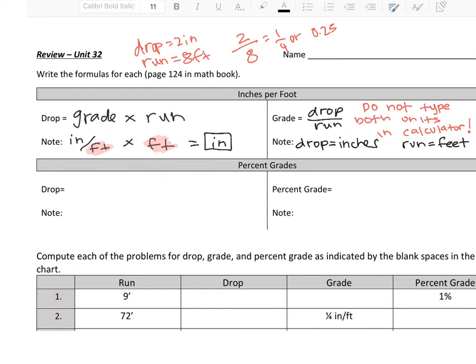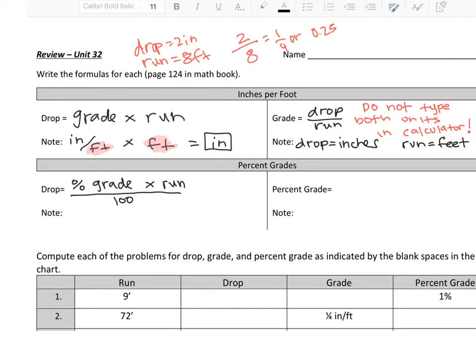All right. Now, we have another formula for drop. We use this formula when we're not given the actual grade. What you do is you use the percent grade multiplied by the run, all divided by 100. The reason we're dividing by 100 is, if I had a 2% grade, 2% is the same as 0.02. You're technically taking 2 and dividing by 100 to get 0.02. That's why we divide by 100, because we're converting a percentage to a decimal.